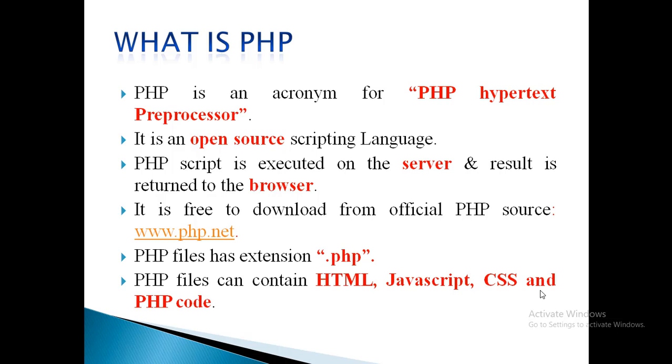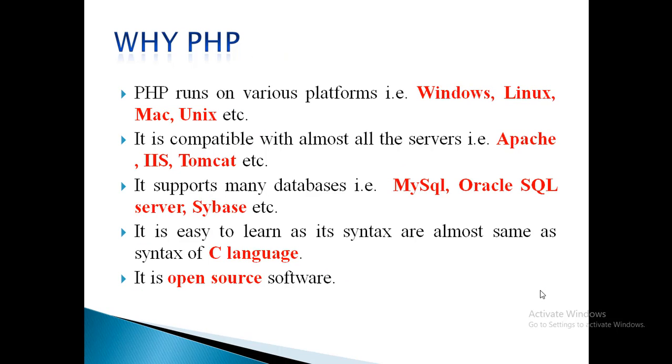And then PHP files have the extension .php. Every file that we use has an extension, like the Word file has doc, Excel file has xls, C file has .c. Similarly, the PHP file has the extension .php. And a PHP file can contain HTML, JavaScript, CSS and PHP code. That means PHP code does not necessarily work individually. It works together with different kinds of sources like HTML, JavaScript, Cascading Style Sheets and the PHP code here.